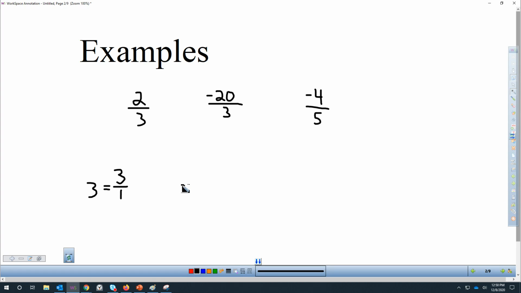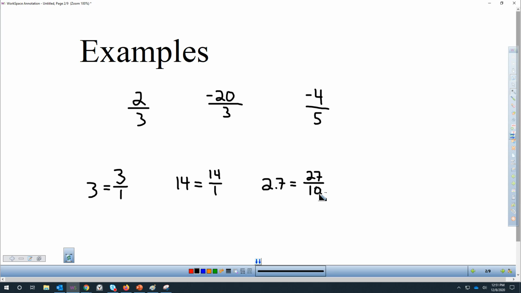Another example might be 14. 14 isn't a ratio right now, but I can write it as 14/1, so 14 is a rational number. Another example, 2.7. 2.7 is a decimal. It isn't written as a ratio right here, but I can write it as 27 divided by 10, which equals 2.7. So this is a rational number because it equals a ratio of two integers.